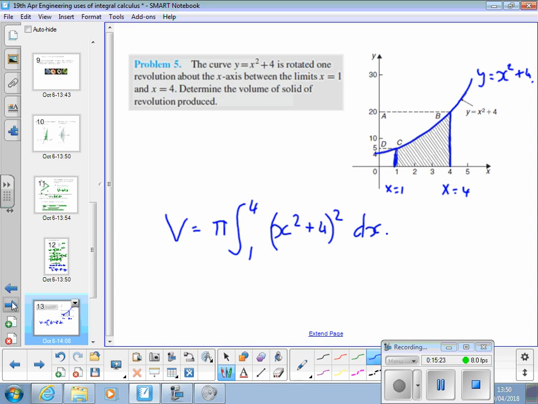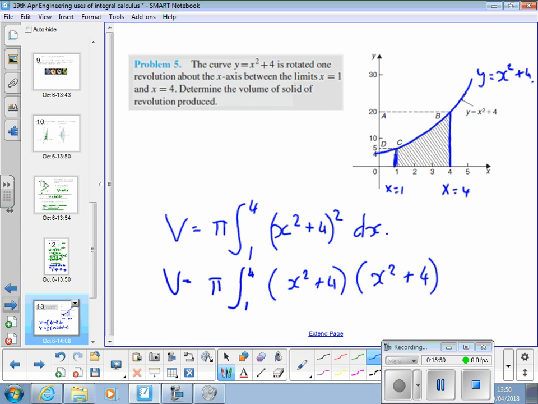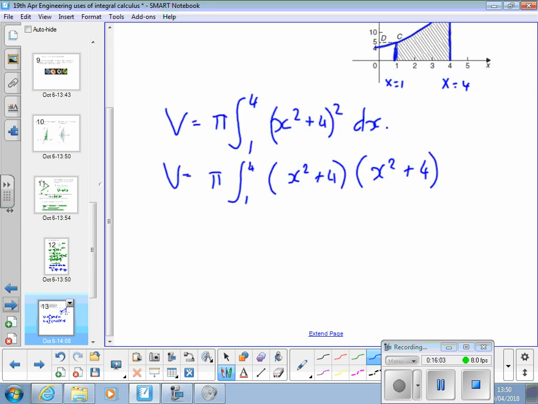So we can't do that directly. We need to multiply out. x squared plus 4 all squared is x to the 4 plus 8x squared plus 16.